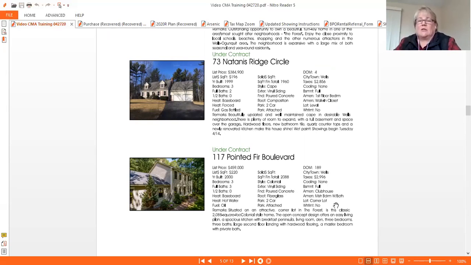So then the next one here is an interesting property on 117 Pointed Fur Boulevard. It actually is right in your neighborhood, right down the street from yours. And you can see now that this home is actually priced at $459 and has been on the market for 189 days. So I can tell you that this one actually has taken a price reduction. So they missed the market as far as pricing goes with this one.